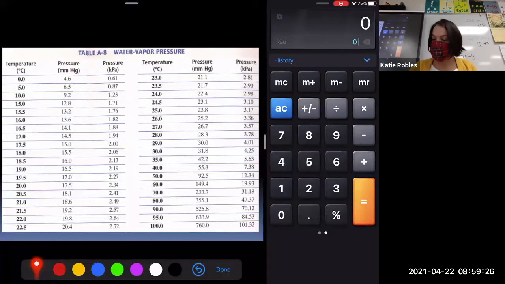What this says is if I collect gas in a room that is 20 degrees, then water is going to put off a pressure of 17.5 millimeters of mercury, which doesn't mean much to you right now, but I'll show you how we're going to use it.